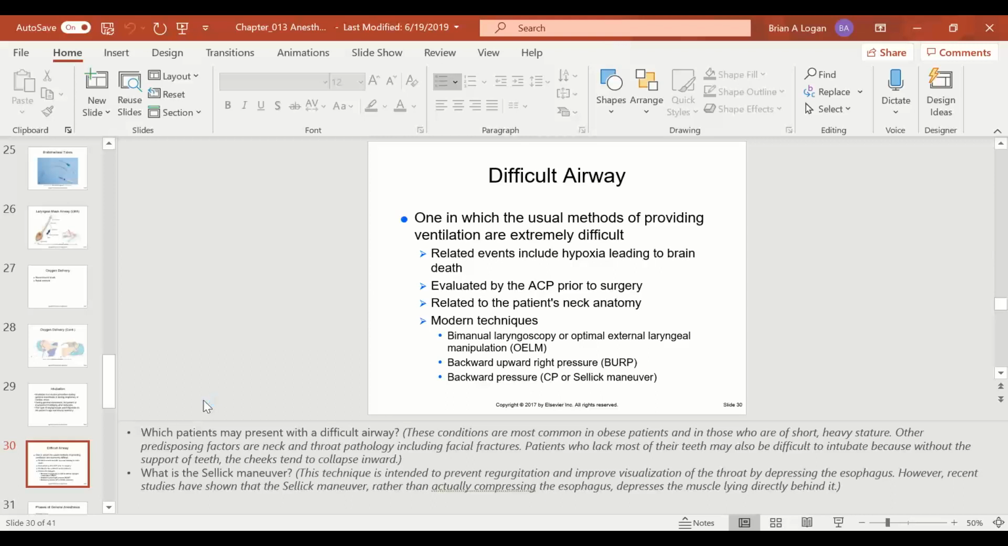You may have to do a little pushing on the outside of the neck to help get things into view. You may have to do what's called a BURP procedure, which is a kind of upward pressure. I haven't really had to deal with the BURP. Most of the ones that I've seen have to do with a laryngoscopy type method, where the patient's going to be awake. You're going to put a tiny scope into their airway and then feed the endotracheal tube over that scope, so then you can see where you're going.